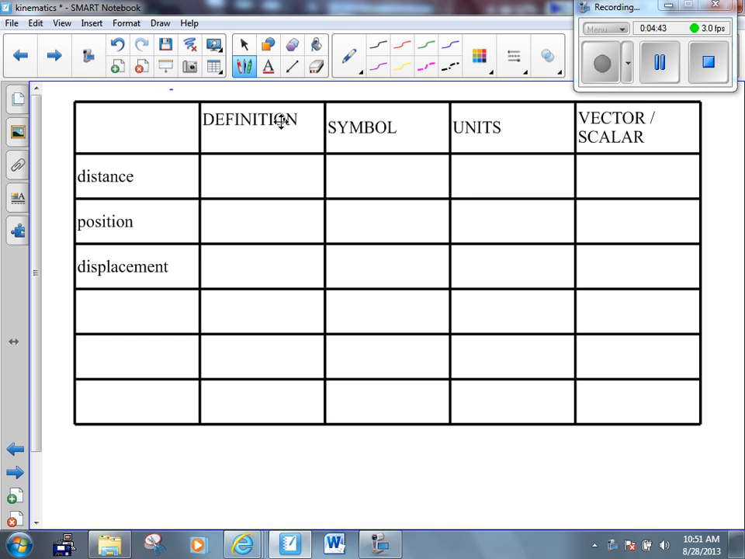Who can give me a reasonable definition, please, for distance? Let's go to the class list here. Yes? That is a perfect definition. Perfect definition. How far something's traveled?